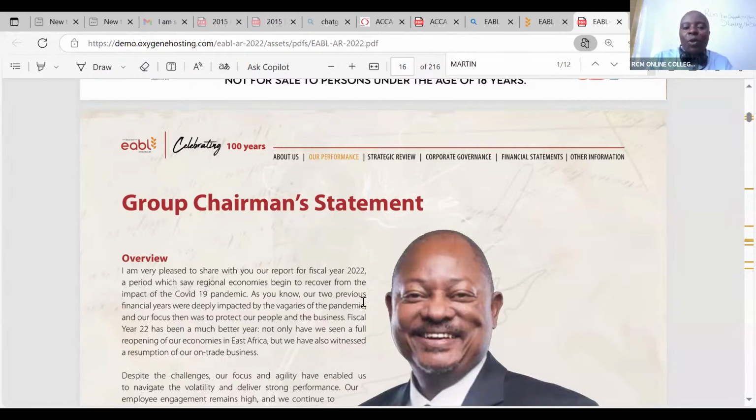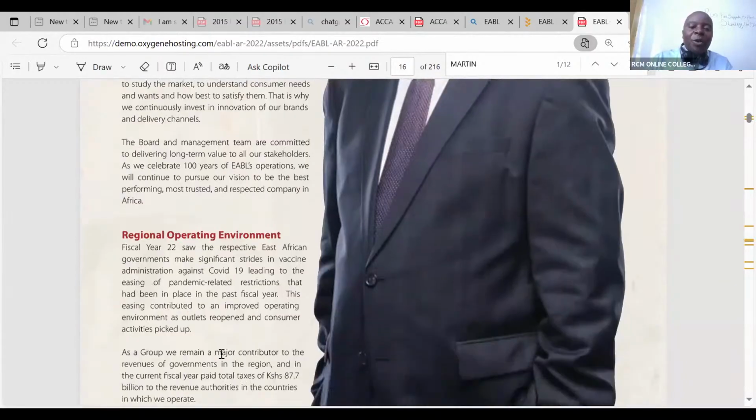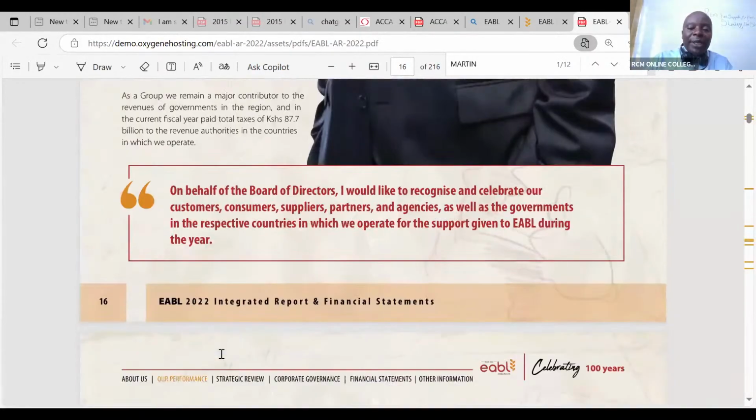As you know, our two previous financial years were deeply impacted by the vagaries of the pandemic, and our focus then was to protect our people and the business. Fiscal year 22 has been a much better year. Not only have we seen a full reopening of our economies in East Africa, but we have also witnessed a resumption of our own trade. So these guys will come and speak. They'll talk about even their own performances.